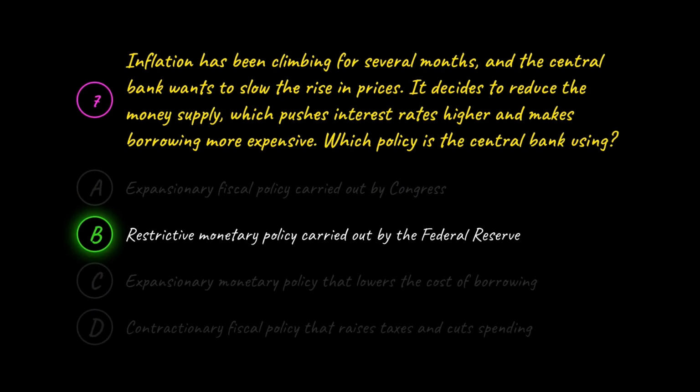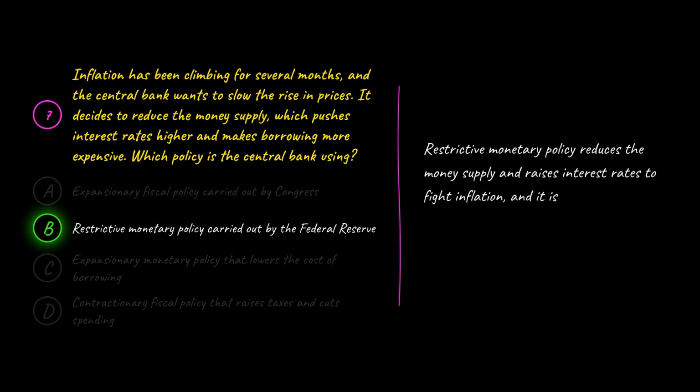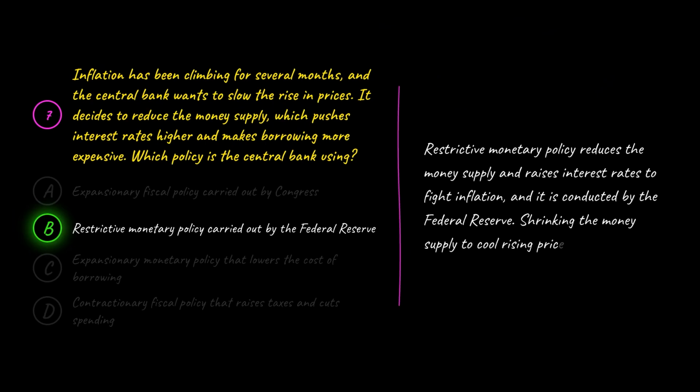The correct answer is B. Restrictive monetary policy carried out by the Federal Reserve. B is correct because restrictive monetary policy reduces the money supply and raises interest rates to fight inflation, and it is conducted by the Federal Reserve. Shrinking the money supply to cool rising prices is exactly what this policy does.